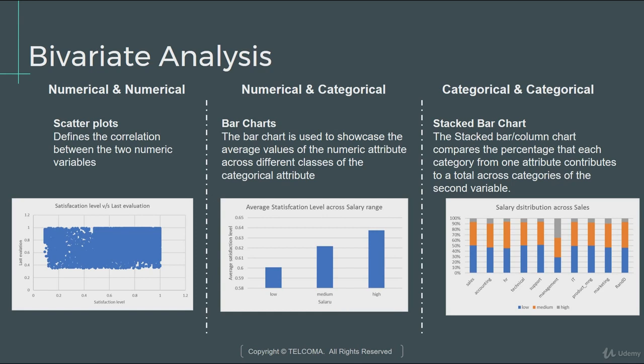So average satisfaction level is the numeric attribute, and salary is the categorical attribute. What you're doing is aggregating the numeric attribute across the levels of the categorical attribute. I can see that, as you expect, high band salary employees generally have a higher satisfaction level than their counterparts of low and medium. So we expect an increasing satisfaction level across the salary bands, and we kind of see that.